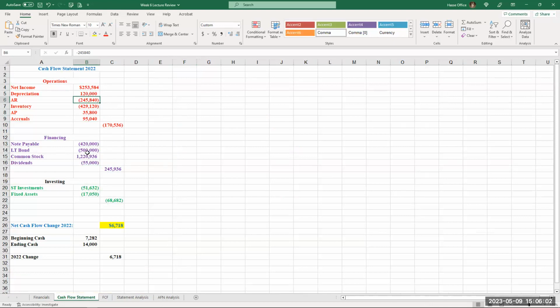Cash coming in, like the selling of 150,000 shares of stock, and cash going out to pay liabilities. Cash going out, the purchase of short-term investments. Cash going out, the purchase of fixed assets, probably some equipment.